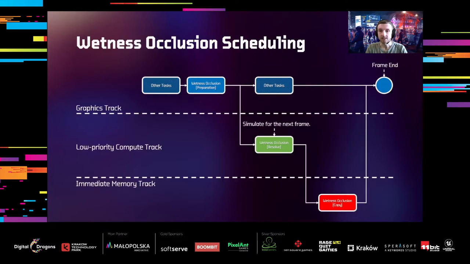The wetness occlusion processing system is an example of the cooperation between all track types. The goal of this system is to resolve rain occlusion map, which is used by CPU and GPU. Processing starts on graphics track by running preparation subpasses. Then execution flow moves to low priority compute track to perform the actual resolve. And once it's done, the flow moves back to immediate compute track to copy the resolved wetness occlusion mask to CPU visible memory.